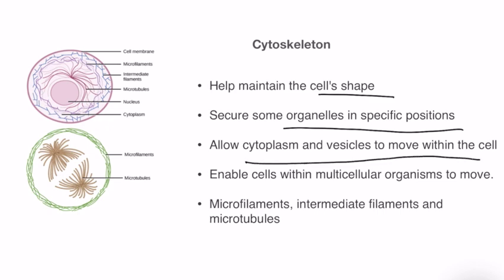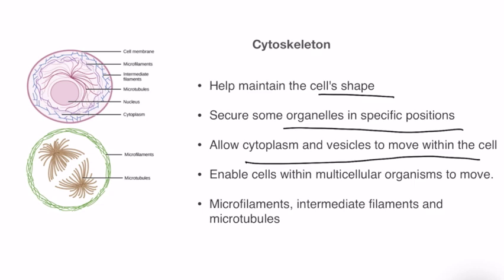Vesicles are little Ubers or little taxis within the cell that are taking material where it needs to go. And they don't have a jet engine to power them. They need help getting to their destination. So the cytoskeleton actually provides tracks for them, much like a railway track. It provides tracks for these vesicles to move on.